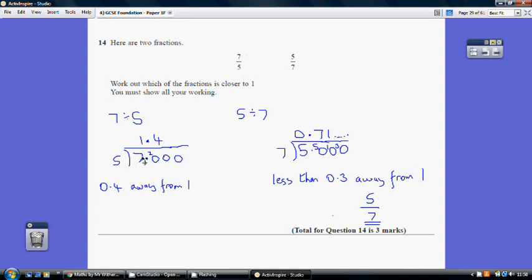5s into 7 is 1 remainder 2. Then 5s into 20 is 4, so that's 1.4. And obviously 1.4 is 0.4 away from 1.